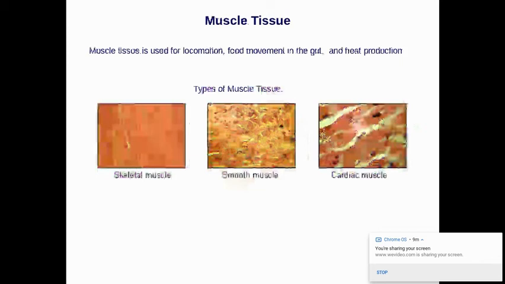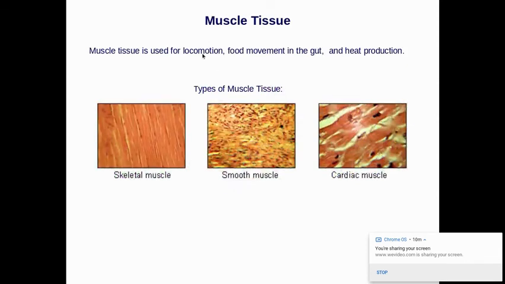Fourth type of tissue is muscle tissue. This one's really easy. When we think of muscle, we think of movement. So muscle is used for locomotion, but it also helps to move food throughout the gut, which is your digestive system, and muscles help you to produce heat. So here are the 3 types of muscle tissue. You need to know these, so write these down.